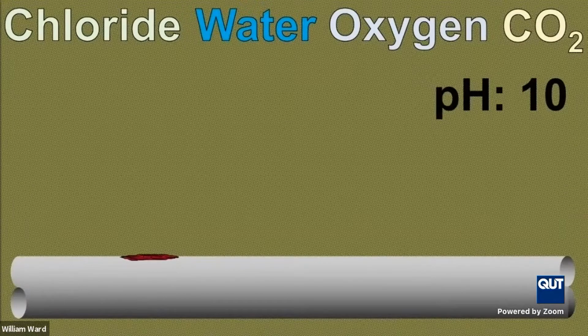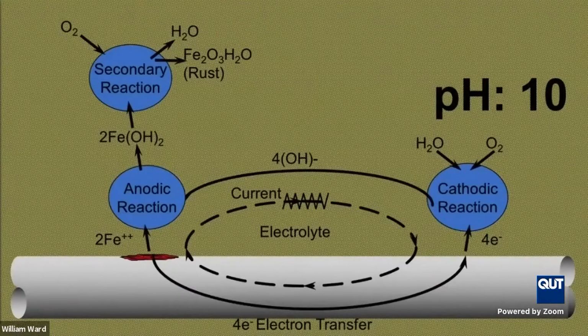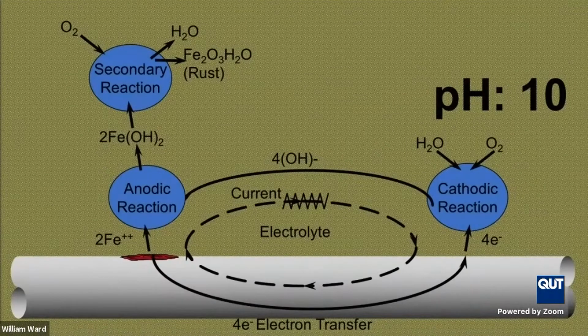So you've got localized regions of corrosion activity and protected regions, where you have a cathodic region and an anodic region. Current will flow between the cathodic regions and the anodic regions. Cathodic region will be protected and will not corrode. Anodic regions will see corrosion occur.